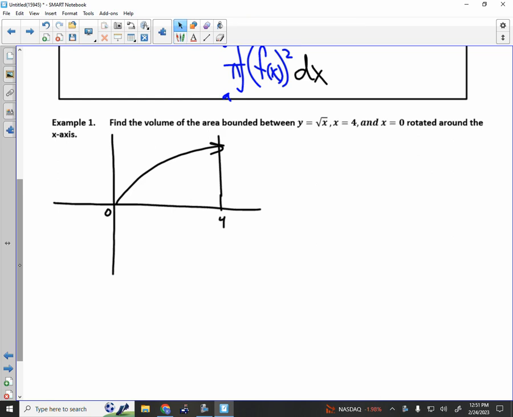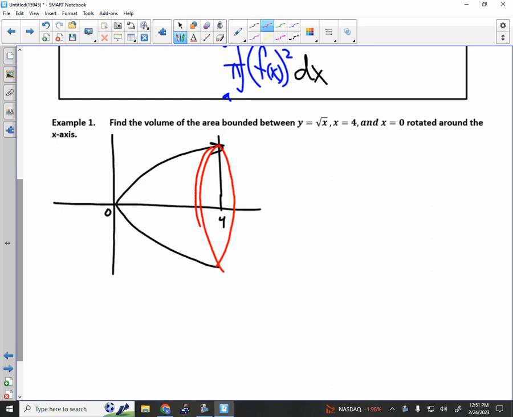Some people ask, do they have to draw it? Not necessarily. I think it's helpful to try to draw what it looks like. So if I revolve it around, I'm going to get this kind of shape. Anybody want to suggest what that three-dimensional shape would kind of look like?